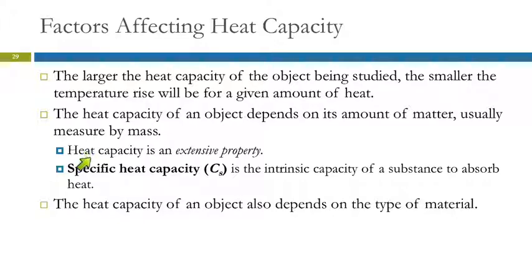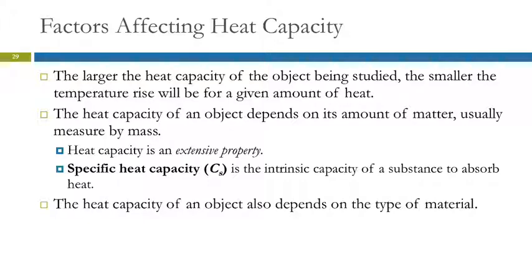So that heat capacity is an extensive property. Extensive properties depend on how much of the substance there is. Mass is an extensive property. If you have more of the substance, the mass is greater. Intensive properties do not depend on the size of the object. So an intensive property is density. The density of a substance is the same no matter how much you have. So heat capacity is not all that useful.